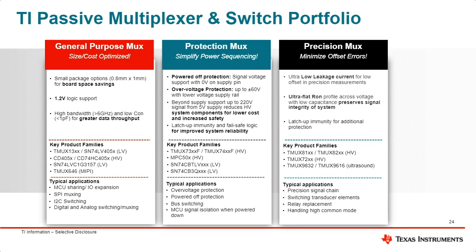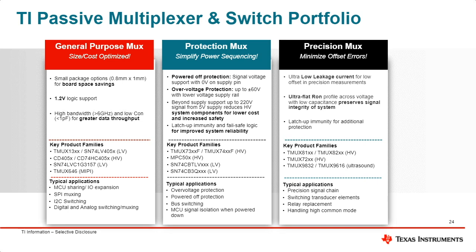So we just finished the features of our multiplexers, the protection features, and now we're going to go into our portfolio. Our portfolio is separated into 3 categories. We have general purpose multiplexers, which are the most cost and size optimized. Some of our key product families are the TMUX 13XX and so on. In parentheses, it's low voltage and high voltage, LV and HV. The way we categorize these is LV, low voltage, is voltage of 5 volts and below, and high voltage is any voltage above 5 volts.